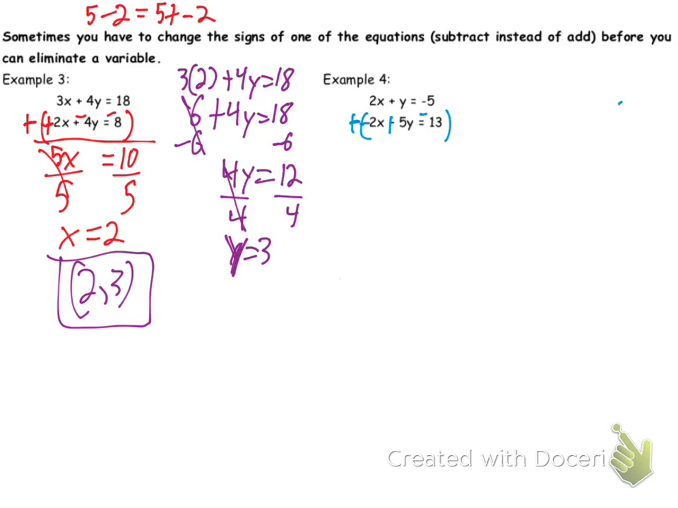Let's talk about this up here. What's 2x plus negative 2x? 0x. What's y plus 5y? 6y. Let's try that one. What's negative 5 plus negative 13? 18. Yep.